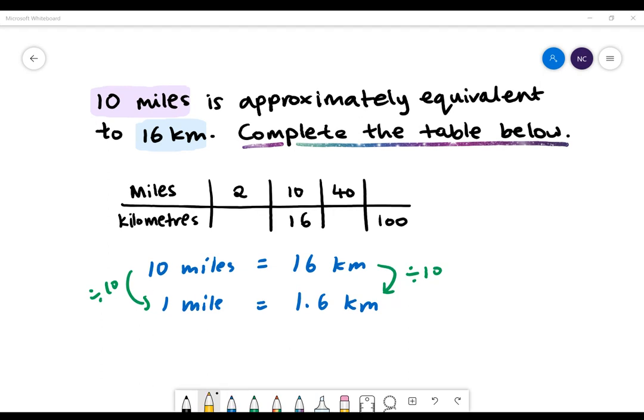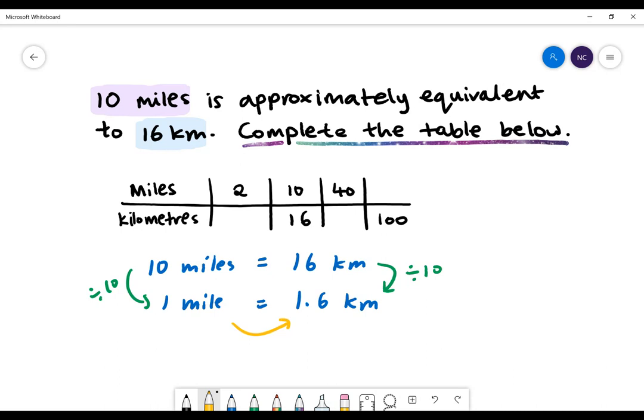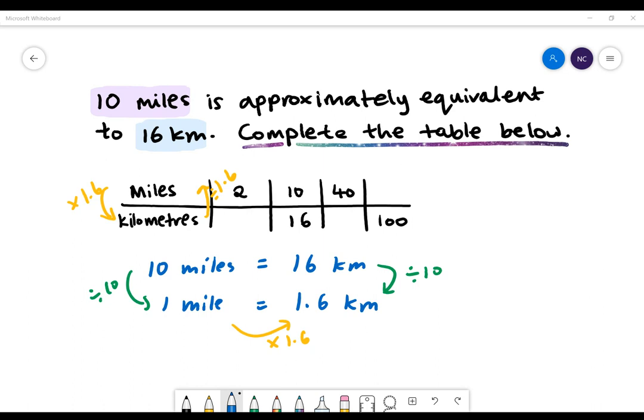Fantastic, so we've found a conversion between miles and kilometers. To get from miles to kilometers, we need to multiply by 1.6. So in our table, we're going to be multiplying by 1.6 to get from miles to kilometers. If we want to go backwards, then we'll have to divide by 1.6. Let's fill in our table.